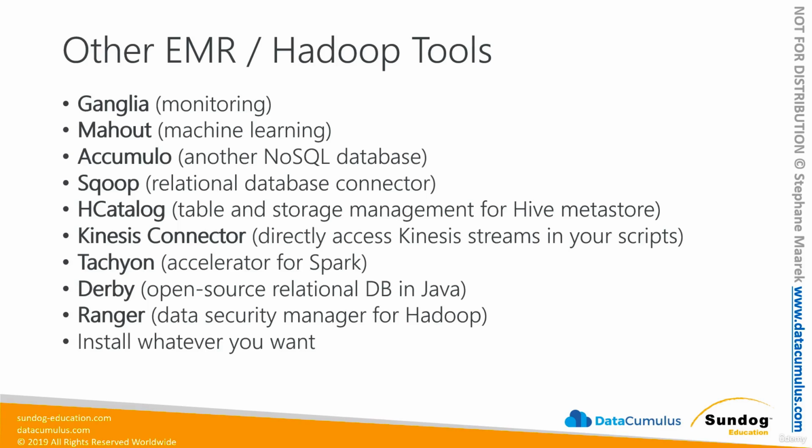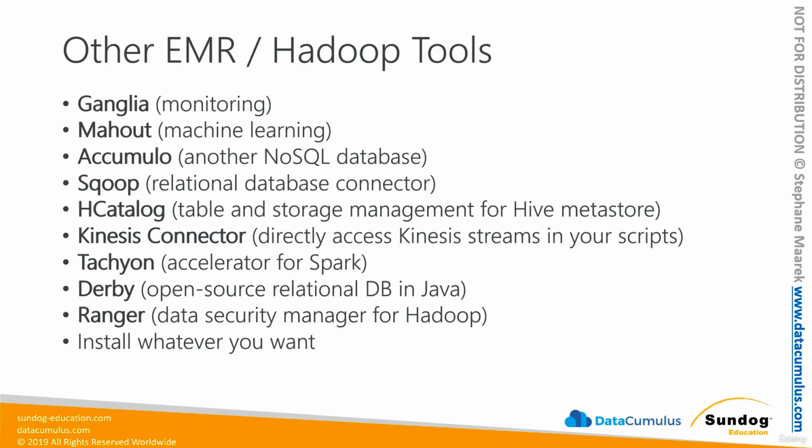There's also something called hCatalog, and what that is, is table and storage management for your Hive metastore. So it's kind of a meta layer on top of the metastore, if you will. It's a storage and table management for Hive metastore, just like it says. That's all it is. So if you see the term hCatalog, that's related to Hive metastores and in turn related to Hive. Also, there's a thing called the Kinesis connector. This is just a little library that lets you directly access Kinesis streams from any script that you might be writing. So if you do need to have a situation where you're writing your own custom code on an EC2 node or something, you might use Kinesis connector to access the data in that stream from a script that you're writing.